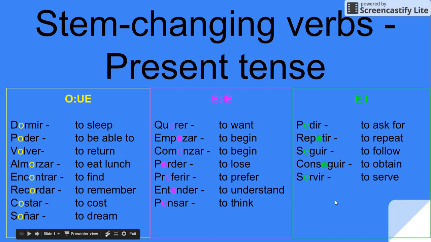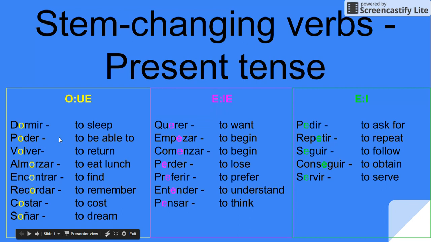Okay, today's mini lesson is on stem changing verbs in the present tense. You can see three boxes here in front of you labeled O to UE, E to IE, and E to I stem changers. What we see is that these verbs on the left in the yellow O to UE all represent a change, which will be the letter O highlighted in yellow will become a UE when conjugated in the present tense for all forms except for the nosotros.